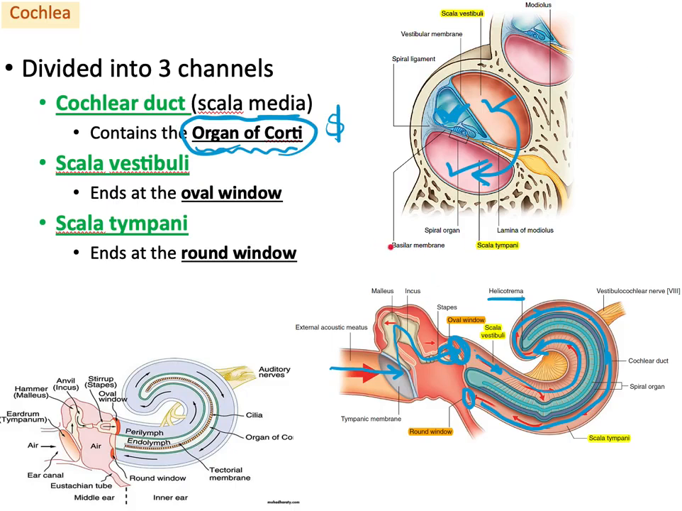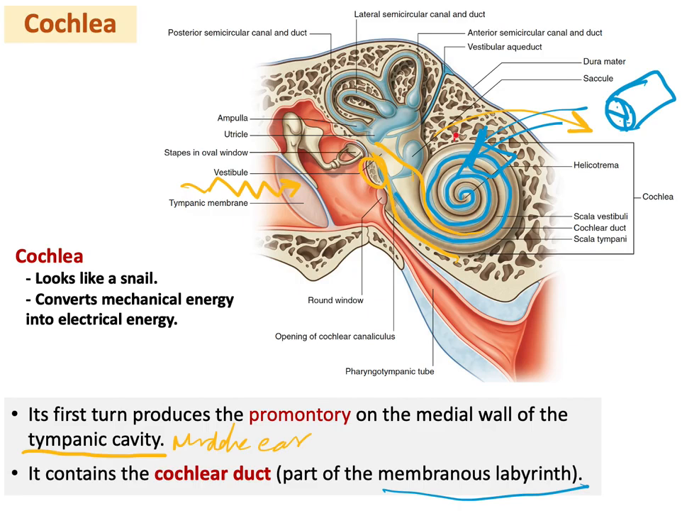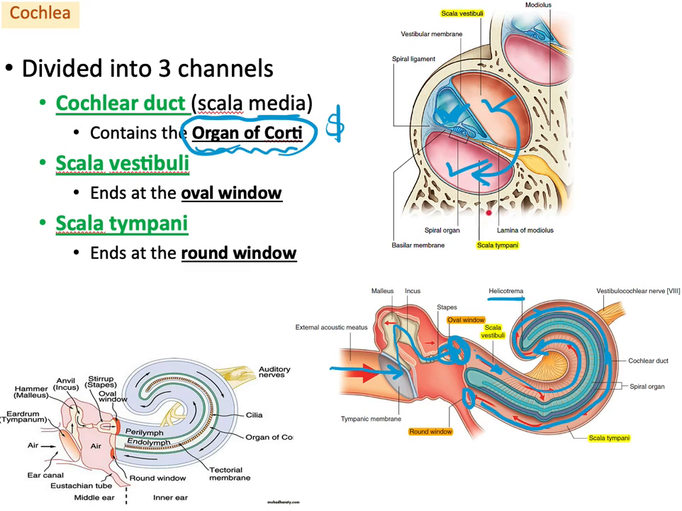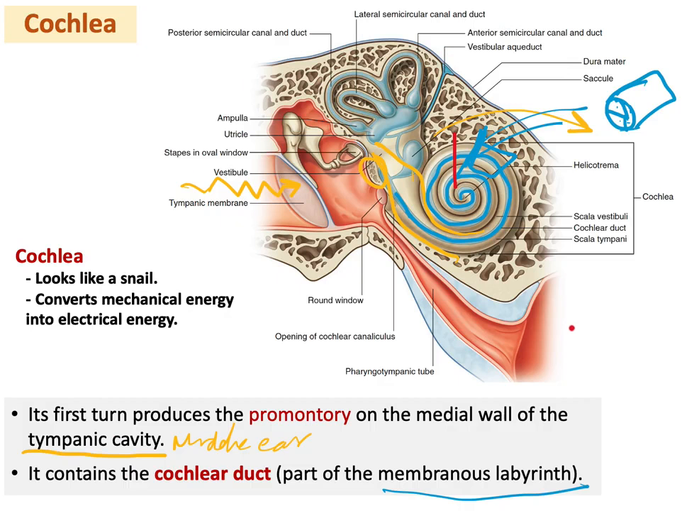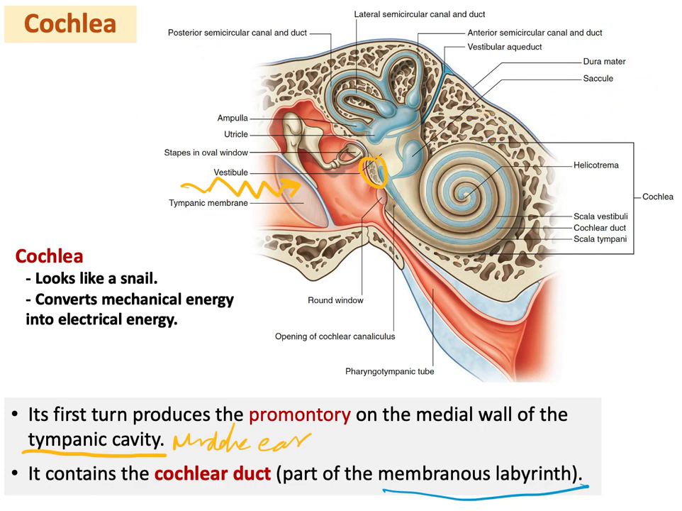Anyway, when you take a cross section through the cochlea here, you will find there are three channels. These channels are divided, of course, by the cochlear duct, right? Because you know inside the cochlea there is the cochlear duct. You see this cochlear duct? So this cochlear duct divides, let us take a cross section here.